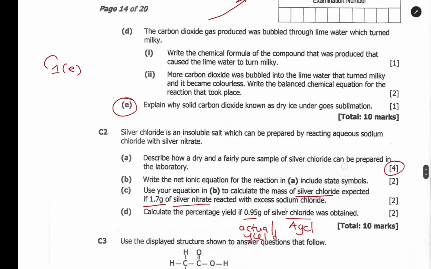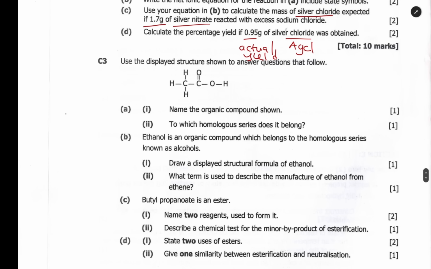Let us go back to the last question now, organic chemistry. Use the displayed structure shown to answer the questions that follow. So the first question is, name the organic compound shown. Just from this functional group, this is a carboxylic acid, but it has one carbon. So what is the carboxylic acid with one carbon? It's not methanoic, it's ethanoic. So this is the ethanoic acid.